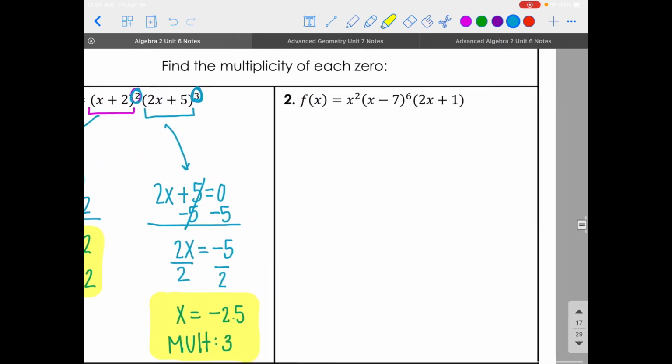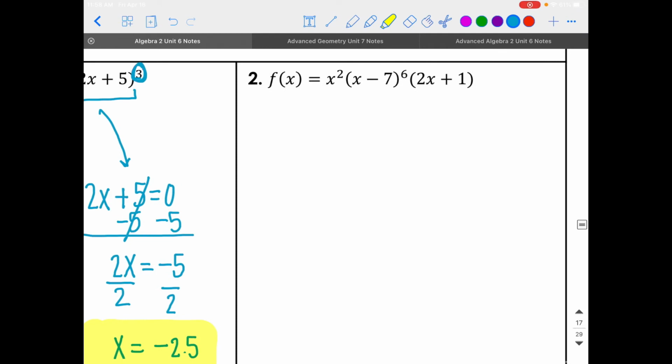Let's try number 2. Now, usually if there's nothing being added or subtracted, you won't see parentheses, but that's where they would be. They would be around the x. So our first factor is x. We set that equal to 0. There's literally nothing to add or subtract, so it's x equals 0. But the multiplicity is 2 because it had an exponent of 2.